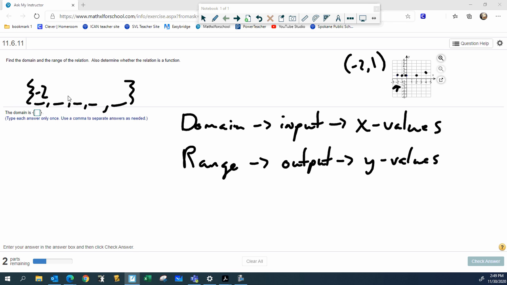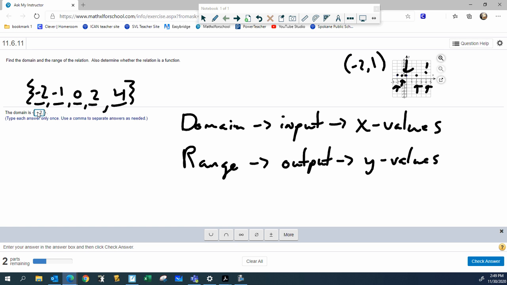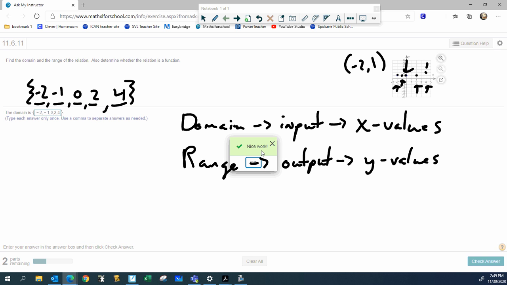We're going to list the next x value, which is -1 right here. Then we're going to list the next x value right here, which is 0. And we have an x value right here of 2. The furthest right point right here has an x value of 4. We type those in: -2, comma, -1, comma, 0, comma, 2, comma, 4. We hit enter. The brackets are already there. It says, well done. Nice work.